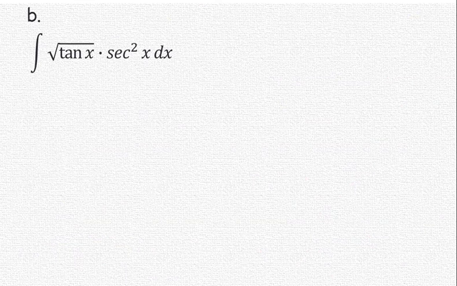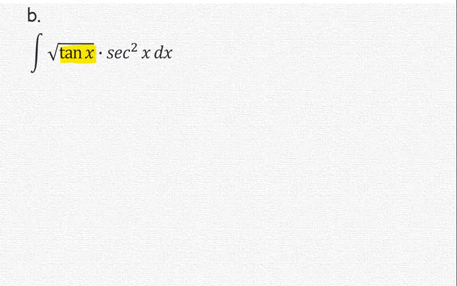Next one, the integral of the square root of tangent x times secant squared x dx. You can type in the chat if you would like to participate. What would be the inner function that we can use as u for this problem? Very good. So u is tangent x, because we see this as the inner part, the inner function. So u equals tangent x.